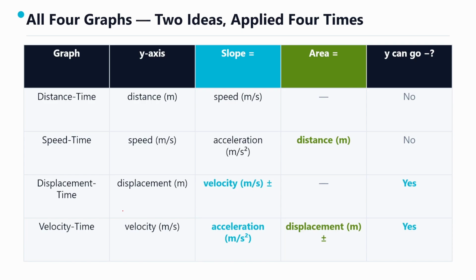So distance time graph, slope equals speed. Speed time graph, slope equals acceleration. Area equals distance. Displacement time graph, slope equals velocity. And velocity time graph, slope equals acceleration, and area equals displacement. And in displacement time graphs and velocity time graphs, the sign matters, right? So you don't need those 4 rows, it's just for the sake of explanation. But what you do need is the two ideas, slope and area. The rows are just what happens when you apply them.